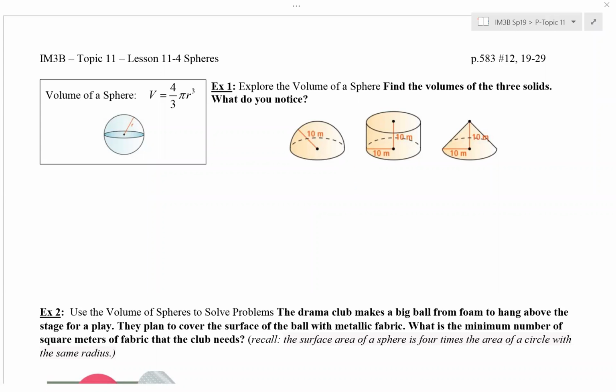Okay, so again, with a sphere the volume formula is 4/3 times pi r cubed. So for the sphere, all we need to know is the radius. That's the only dimension that gives us volume, surface area, whatever we need to find. So again, we'll come back to example 1 at the end.